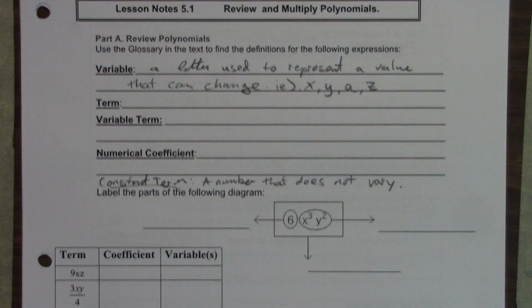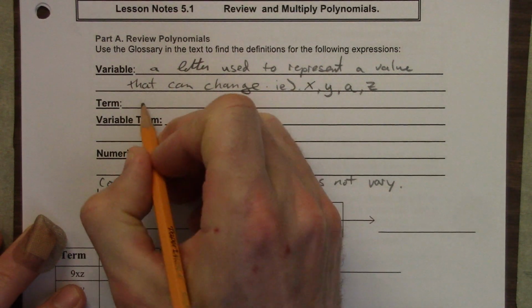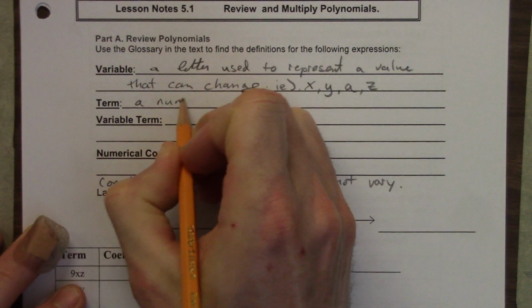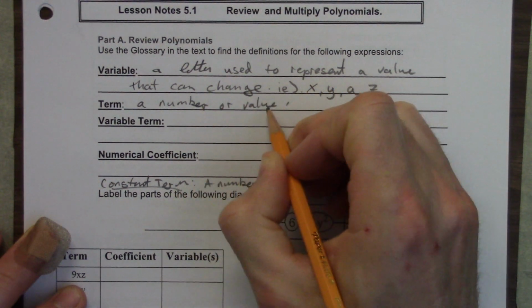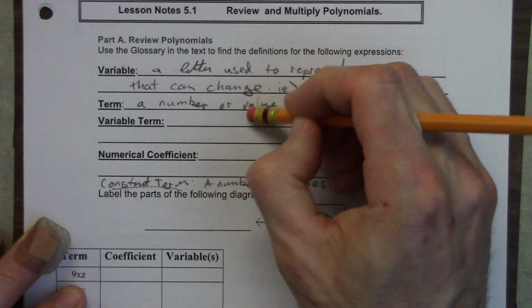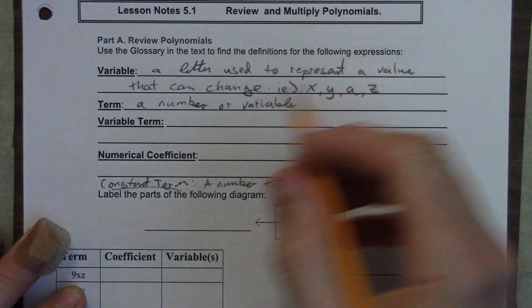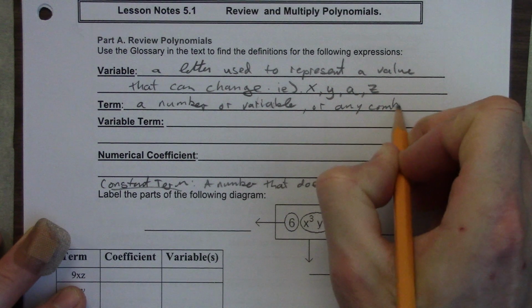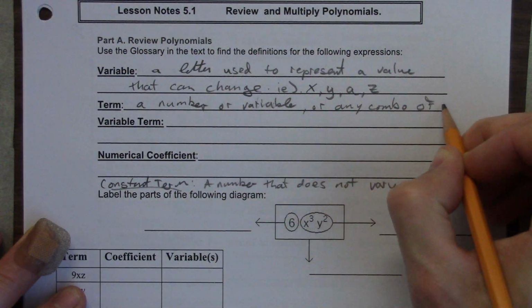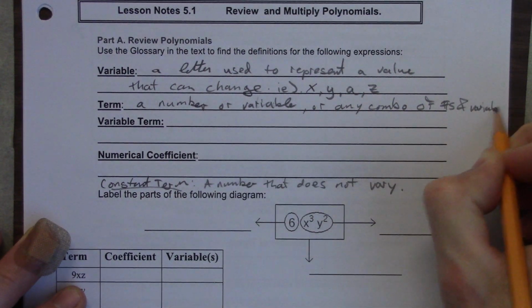But just a term is what? Yeah, good. Very good. He said or. So it's a number or variable. A number or variable or any combination. Any combo of numbers and variables, right?